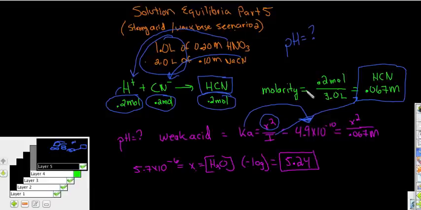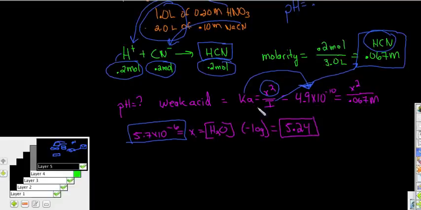So we also can figure out the Ka by looking it up in the back of the book. The Ka for hydrocyanic acid is 4.9 times 10 to the negative 10th. So that is going to equal x squared divided by 0.067. So we'll multiply by 0.067 and then take the square root of both sides, and we end up with this right here. So we end up with 5.7 times 10 to the negative 6, and that equals x, which equals the hydronium ion concentration. So this is all stuff that was in the previous learning.